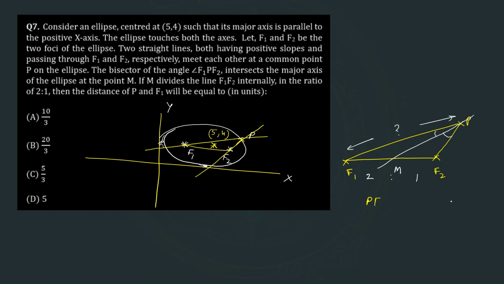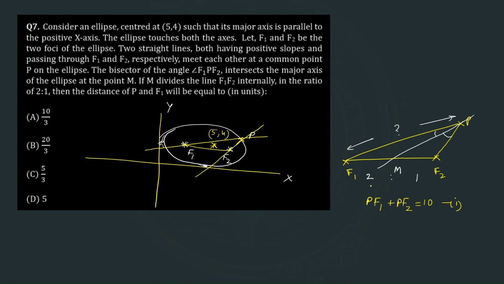This is our first equation. Now here are two unknowns, PF1 and PF2. So we need another linear equation to solve for the values of PF1 and PF2. How can we find that? We have to consider this information, that this point M divides the line F1F2 internally in the ratio 2 is to 1. Now how to use this information? This is the critical point of this question.